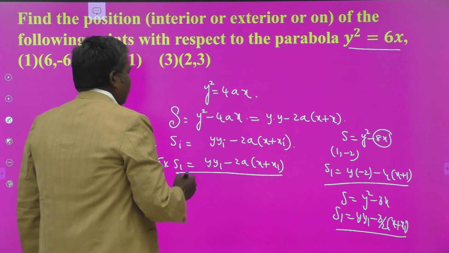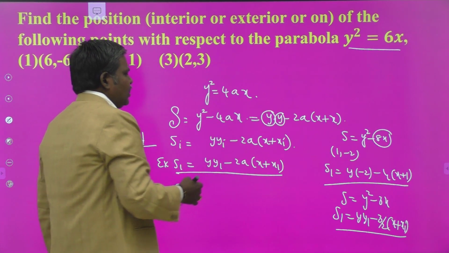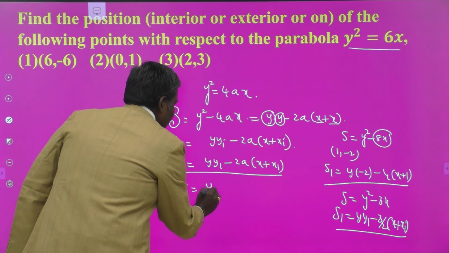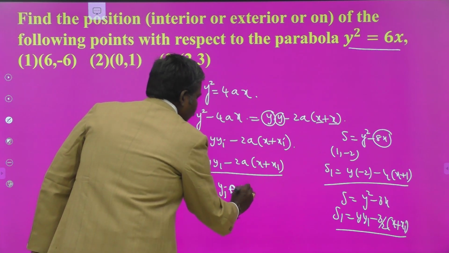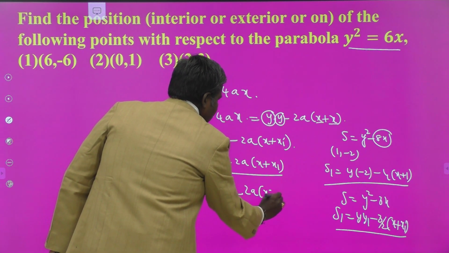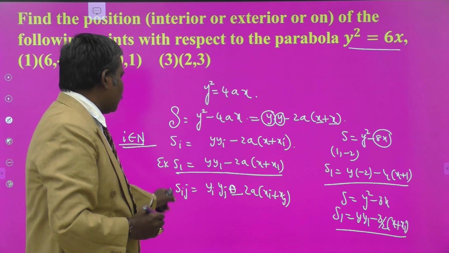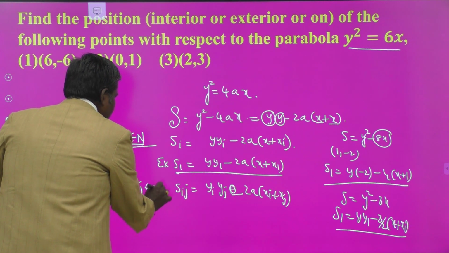Sij is obtained by replacing one y by yi and another y by yj, and one x by xi and another x by xj. So yi yj minus 2a times (xi plus xj). This gives Sij. Here i, j belong to natural numbers.